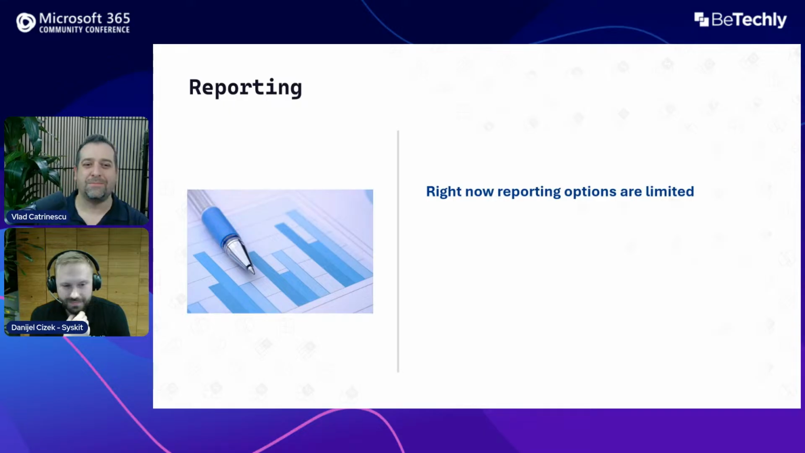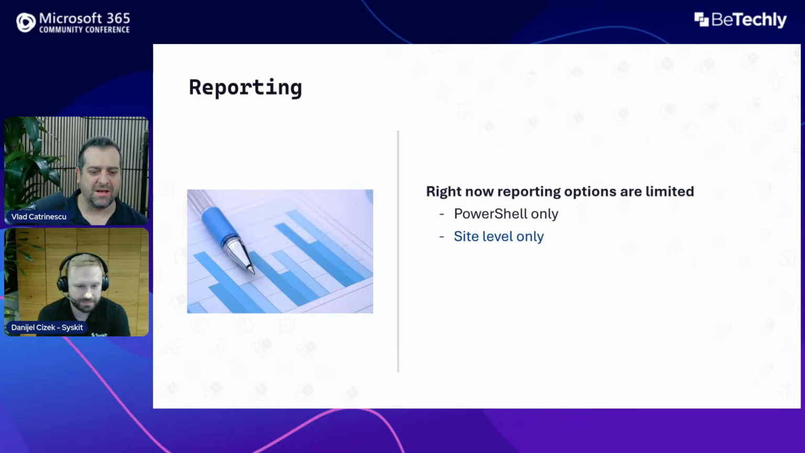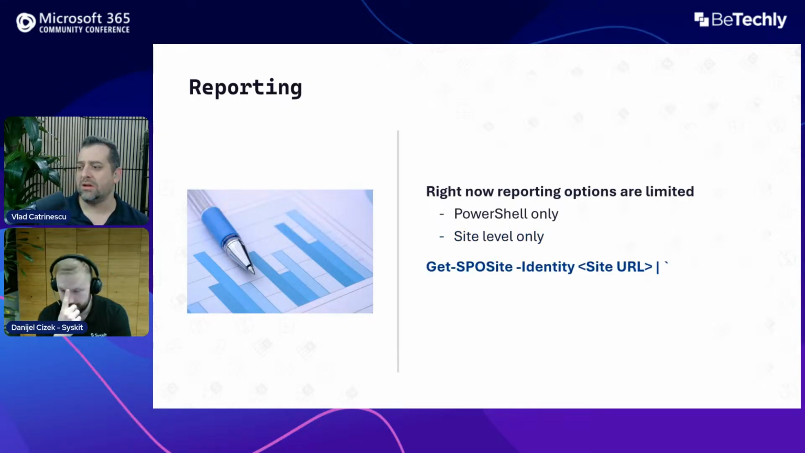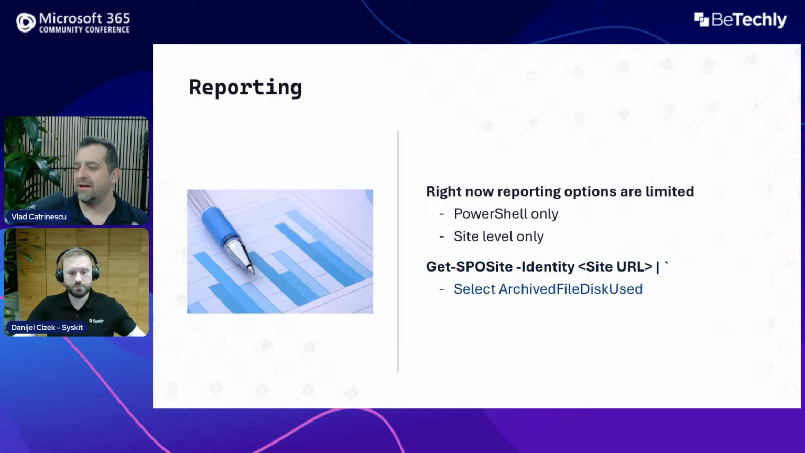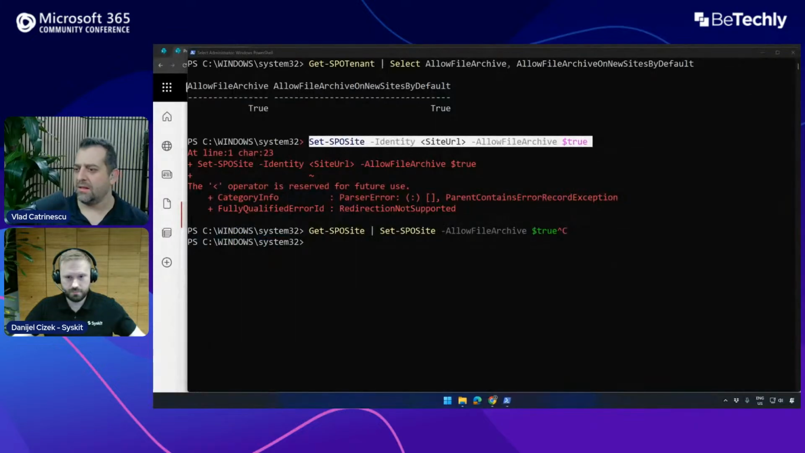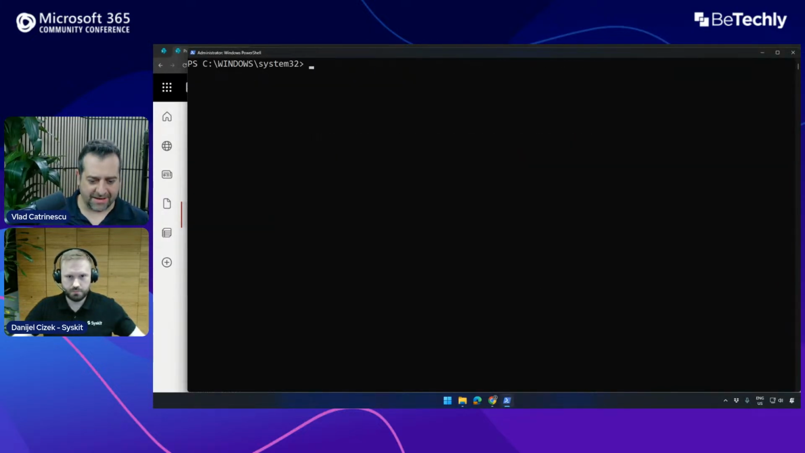So right now, the reporting options are limited. You're limited to only PowerShell and reports at the site level only. The PowerShell commandlet you use is Get-SPOSite, give it the identity of the site, and then you have the archived file disk used. So let's take a look at it in practice here. There, now validating, you see my PowerShell.